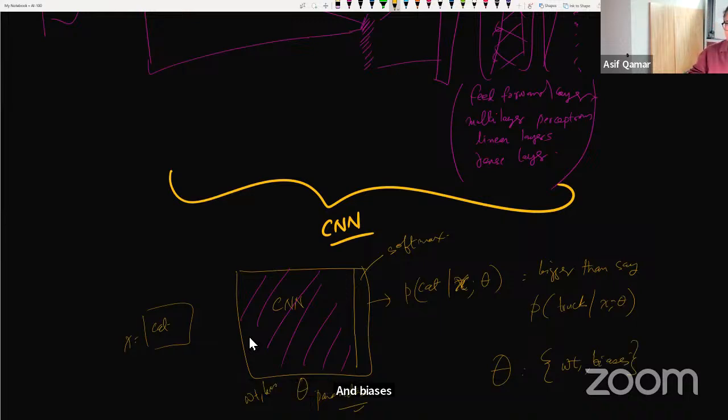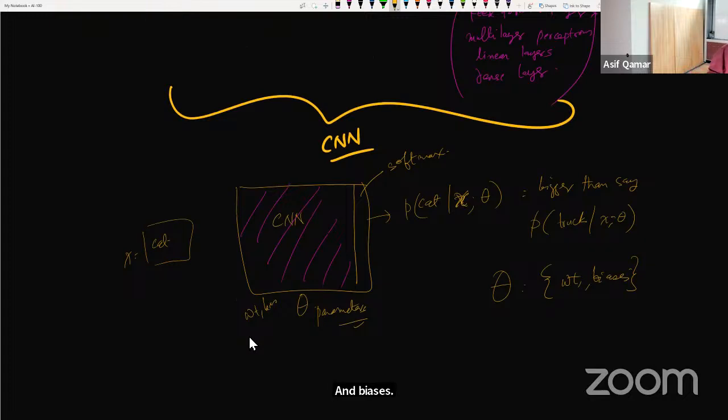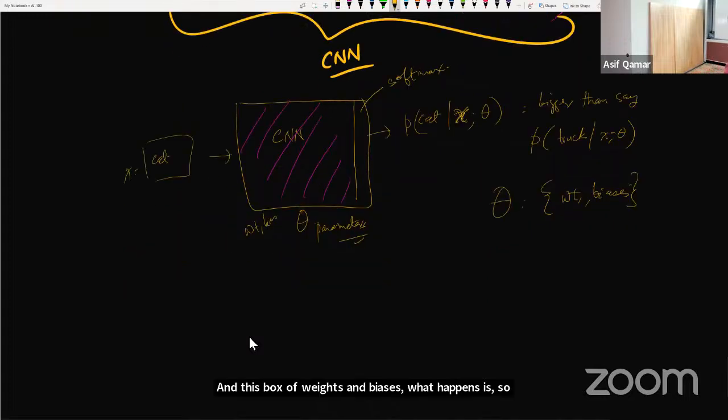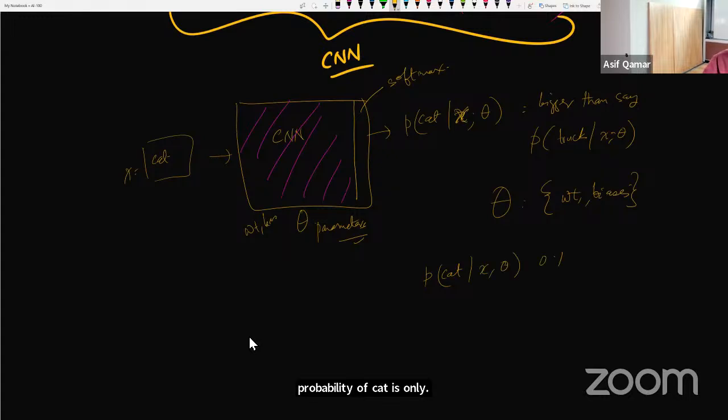Are we together? Yeah. Is a set of all the weights. So CNN is an interesting architecture, but at the end of it, it's a box of weights and biases. Right? And this box of weights and biases, how do you train this box? In the beginning, you give it a cat and it will produce a random probability. It may, for example, say the probability of cat given x theta is only 0.1.